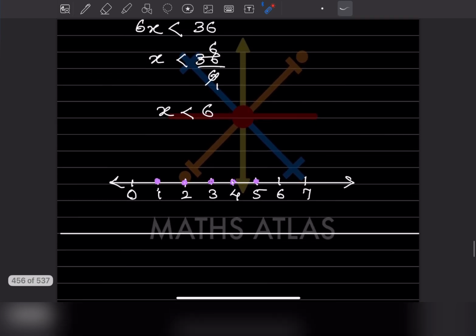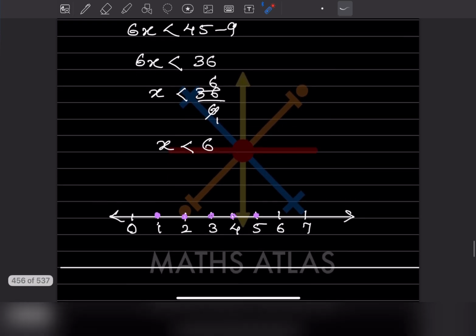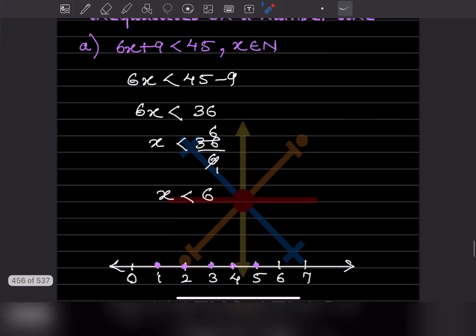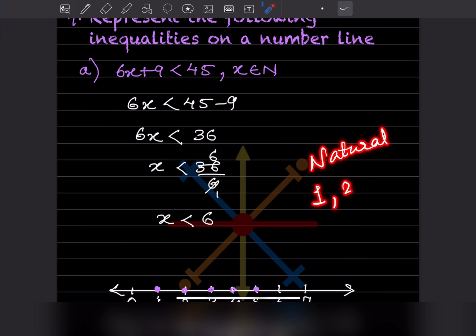So now what will you do? They said you have to represent it on the number line. After solving it, you have to represent this on the number line. So x is less than 6. Now the first thing is very important, because it's given it belongs to the natural numbers, and you should know the natural numbers. Again and again I'm saying, the natural numbers means it should always start with 1, 2, 3 and so on. There is no 0 in it.